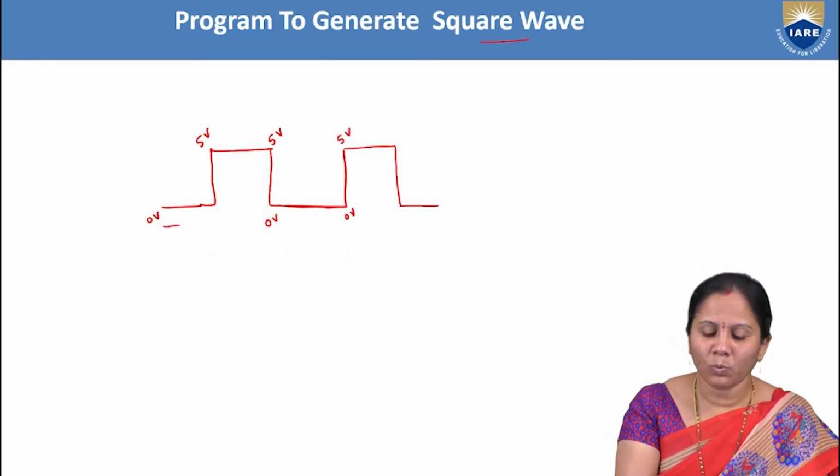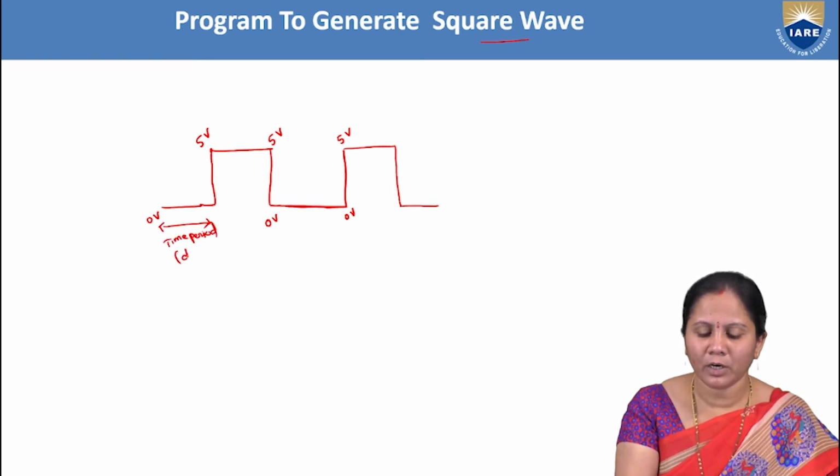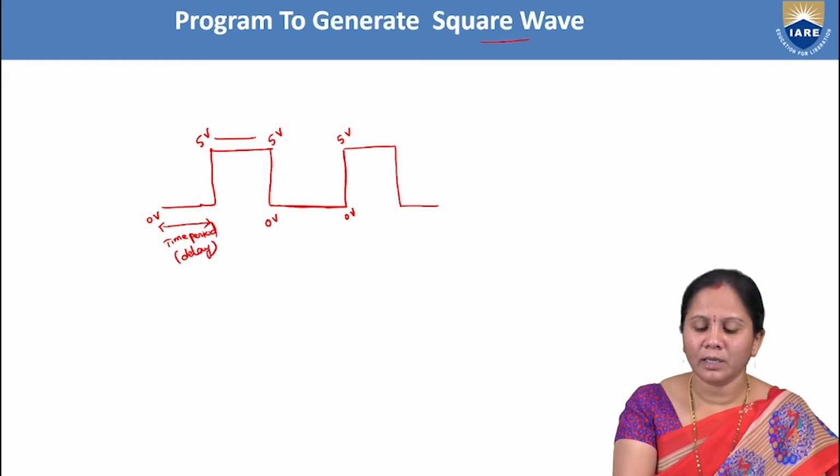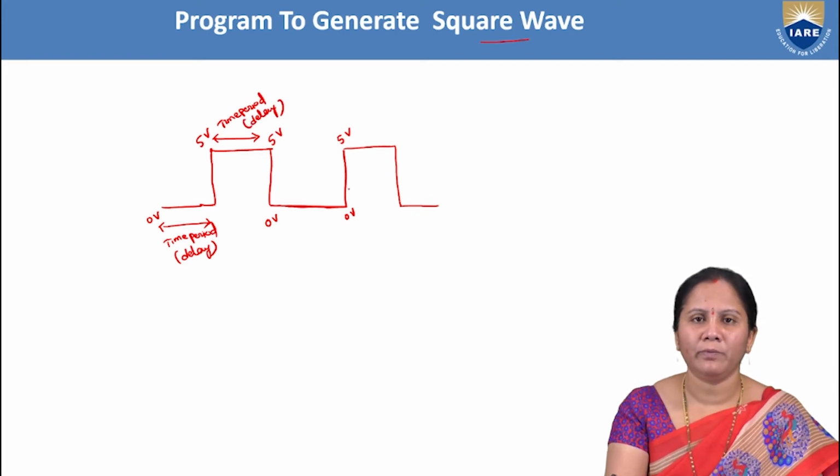That means whatever the time period, which we generally call the delay, we are maintaining here, the same time period should be maintained here, and the same time period should be maintained here, in order to generate a uniform square wave.